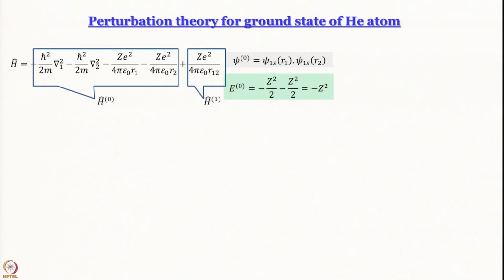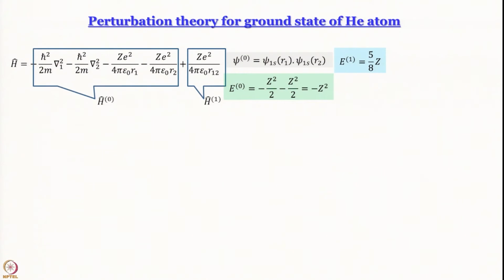What do I need to do? I need to know also the 0th order energy. What would that be? This one is written in atomic units. Sorry for not writing the Hamiltonian in atomic units here, but I hope this is not very difficult for you to understand. The 0th order energy will be simply the sum of the 2 unperturbed energies of the 2 electrons. So, minus z square by 2 minus z square by 2 in atomic units gives me minus z square atomic units. Okay.